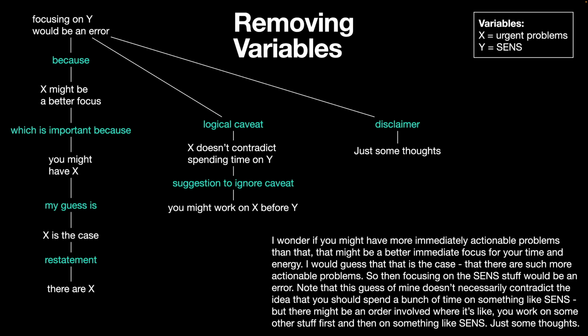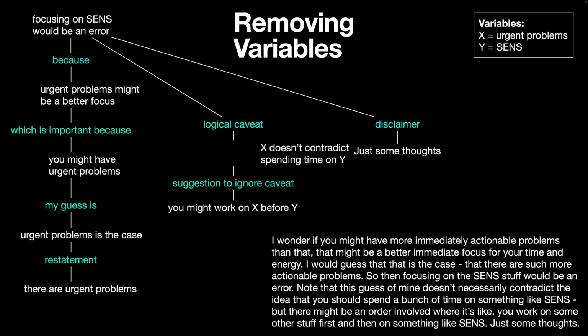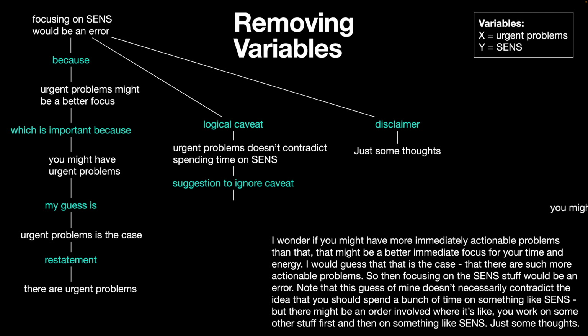First, we're going to try removing variables. So we're going to take the y and change it into sends. Then the x becomes urgent problems. And we can keep going through. And we just do basic variable substitution. If that is confusing to you, then you might want to study some algebra. So now we have a tree with no variables in it. So it's a little bit longer, but it is also a little bit easier to read in some ways because you don't have to remember what the variables mean.